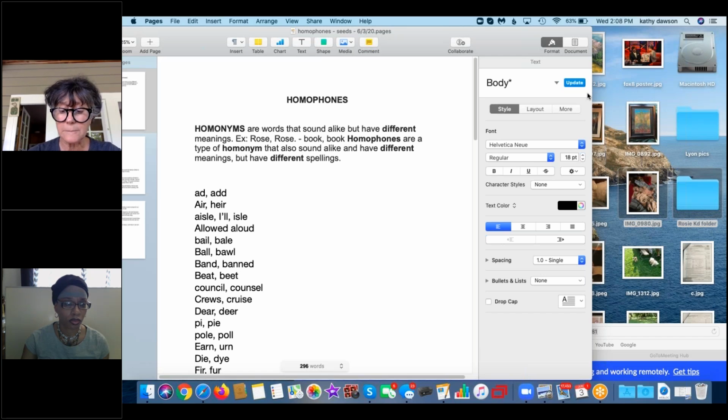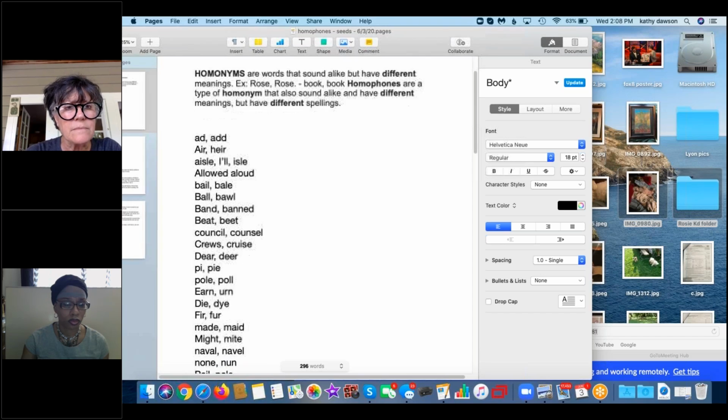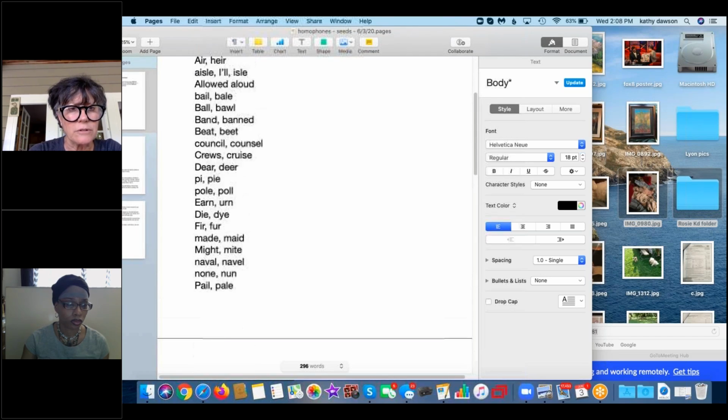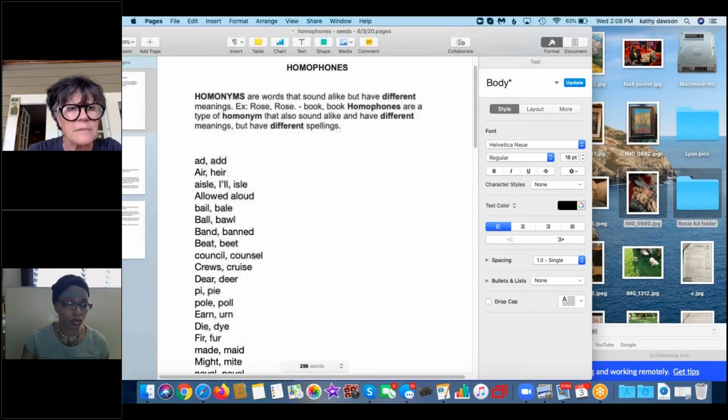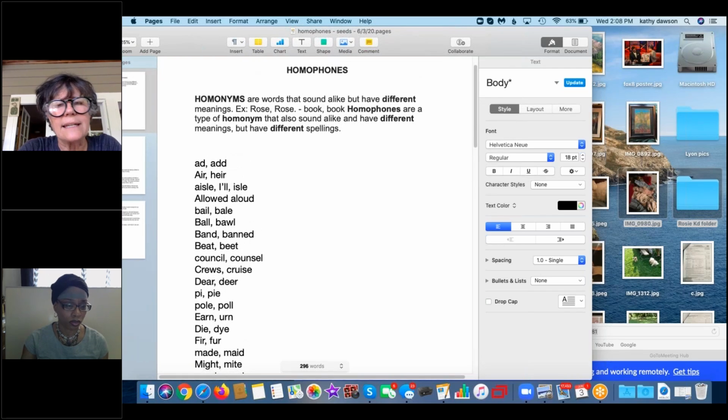So what I did was I made a list of homophones that are alphabetical mostly. For example, ad and add. The first ad here is an advertisement in a newspaper or a magazine. And as you know from your math work, add is adding numbers.